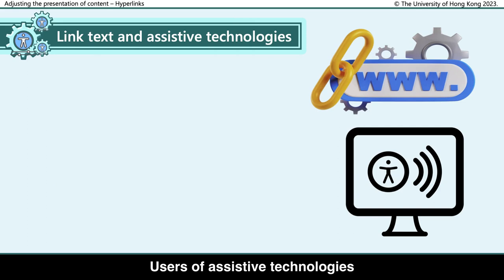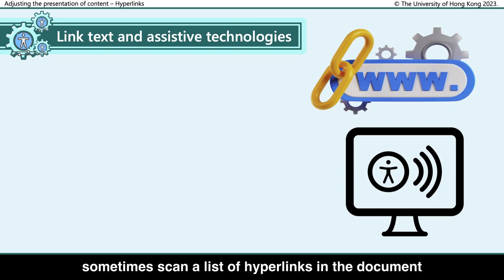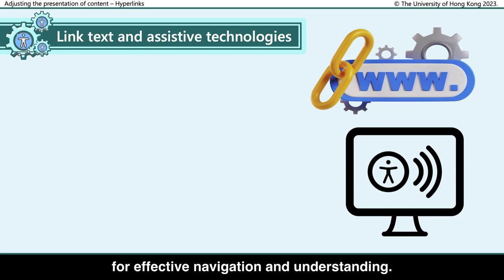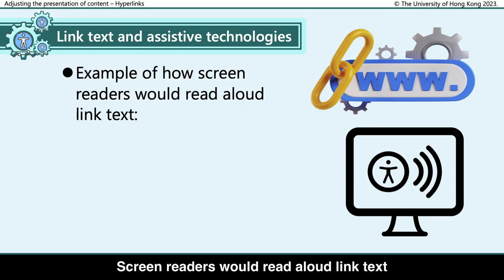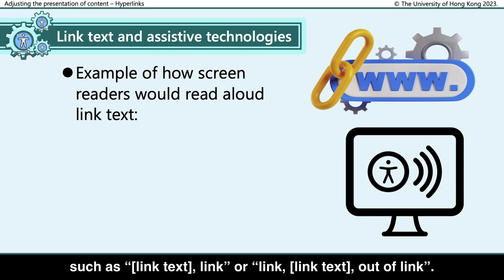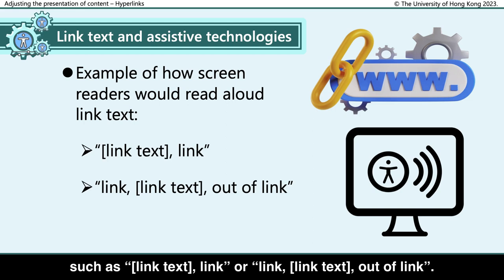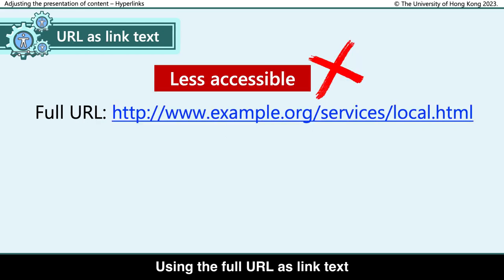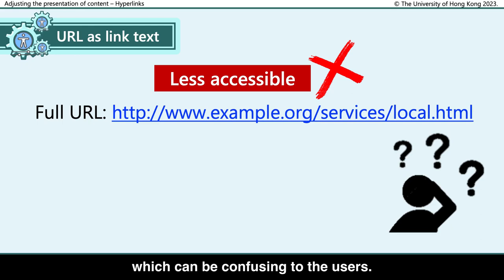Users of assistive technologies, such as screen reader users, sometimes scan a list of hyperlinks in the document for effective navigation and understanding. Screen readers would read aloud link text to notify users that this is a hyperlink, such as link text, link, or link, link text, out of link. Using the full URL as link text would make screen readers read aloud every single character of the URL, which can be confusing to the users.